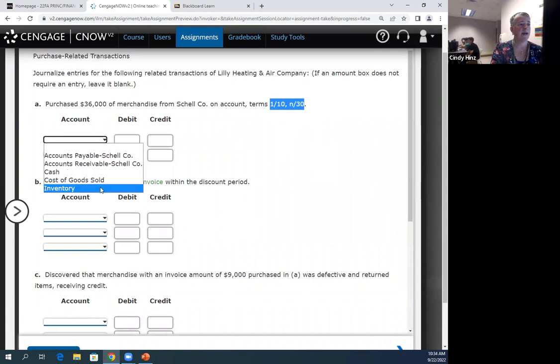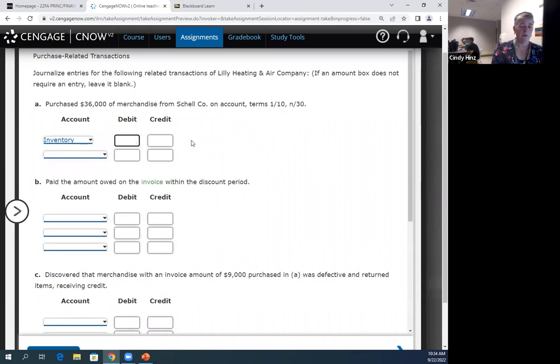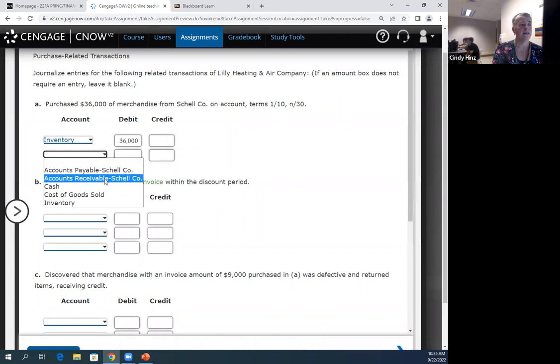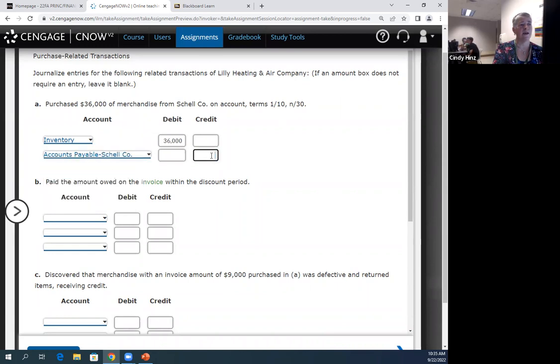Because we're using a perpetual inventory system, when we buy inventory, we add it directly or immediately to the inventory account. And because we bought it on account, what that means is we haven't paid for it yet. And so we now have a liability, accounts payable to Shell Company.